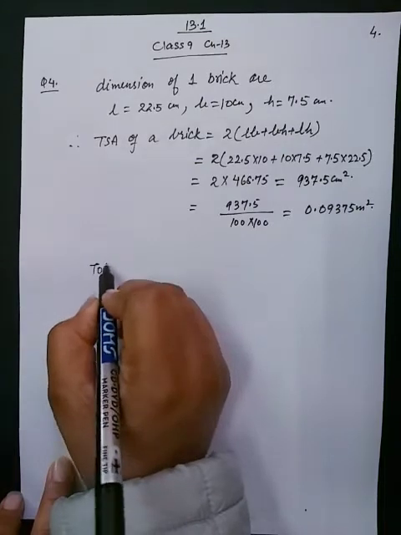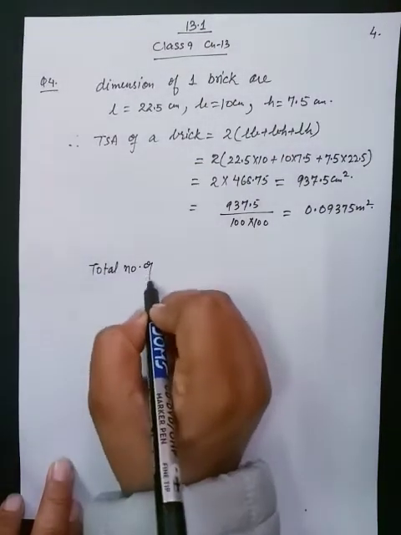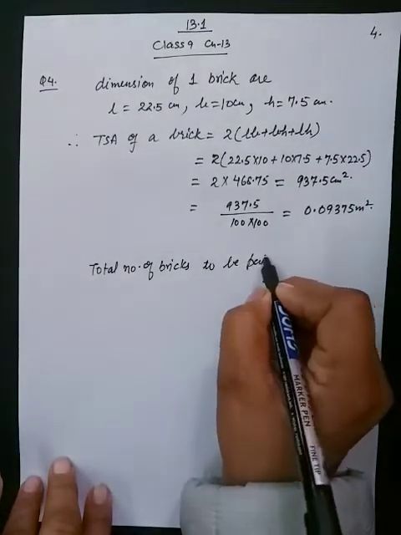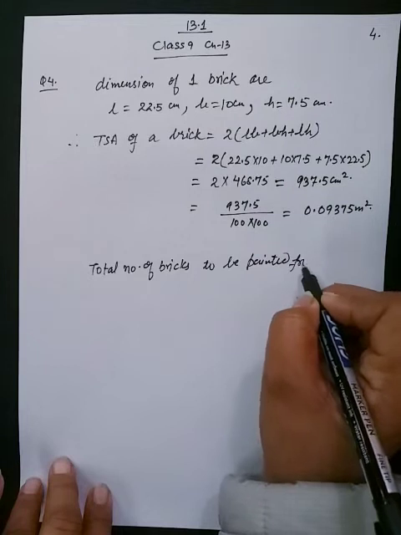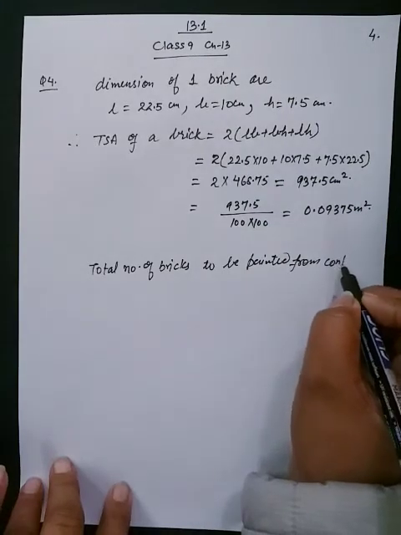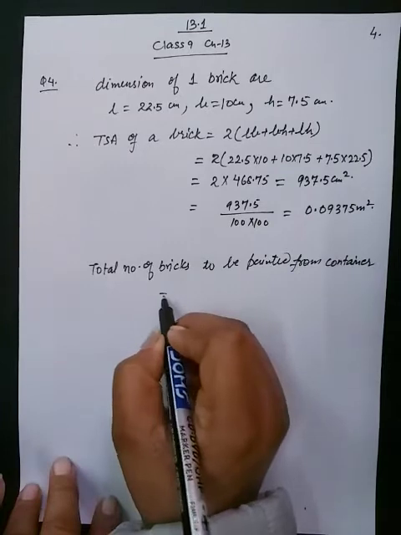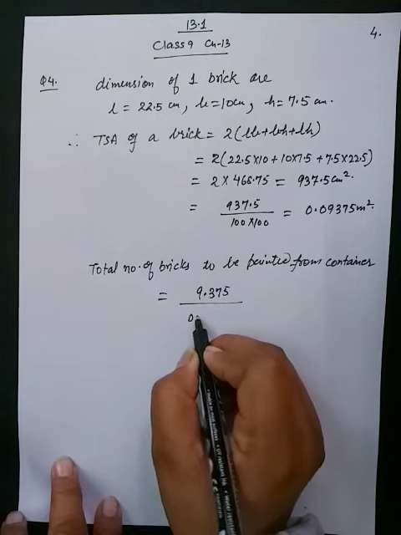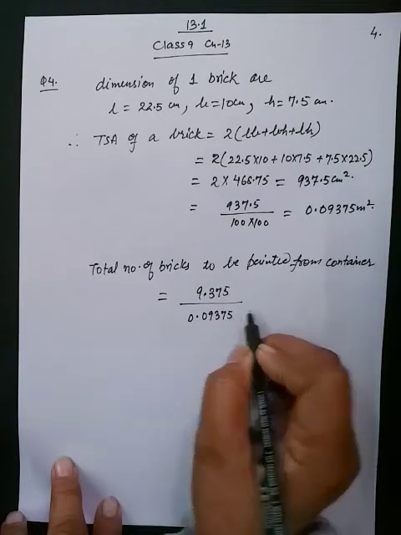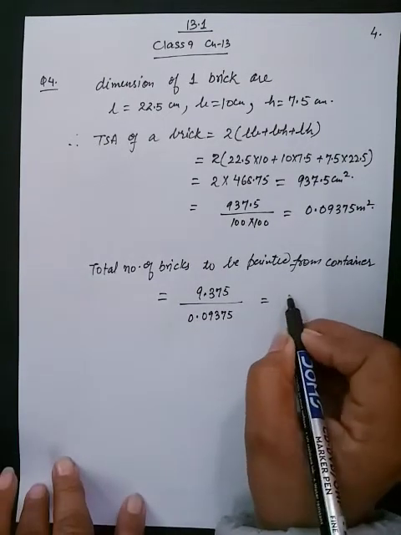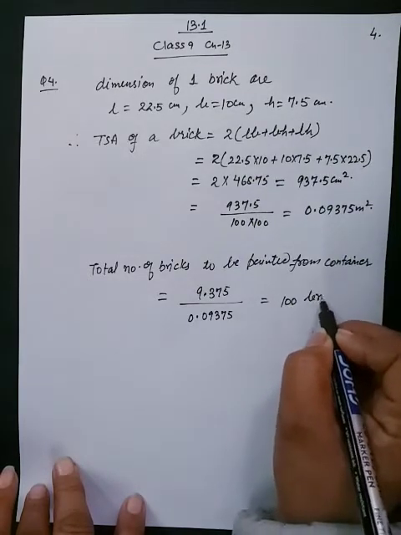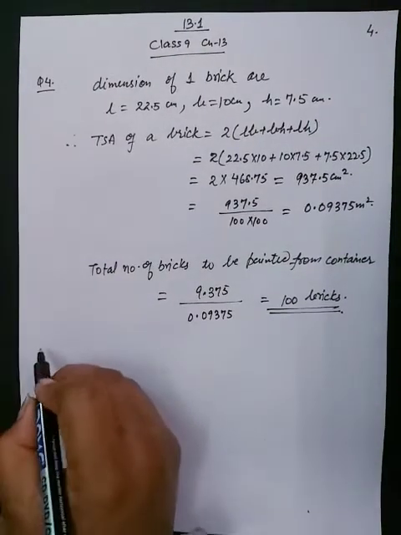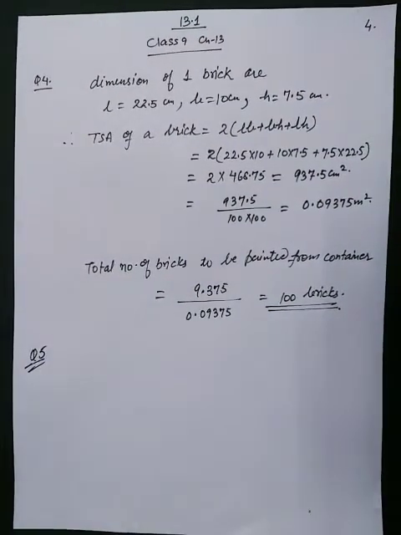So, total number of bricks to be painted from container is equal to 9.375 divided by 0.09375, and we will get it is equal to 100 bricks. So we can paint 100 bricks from the paint that is in the container.